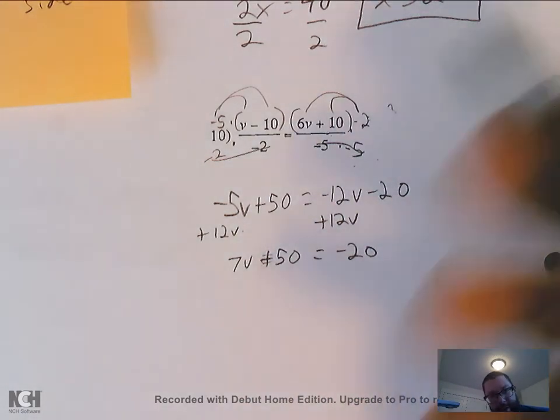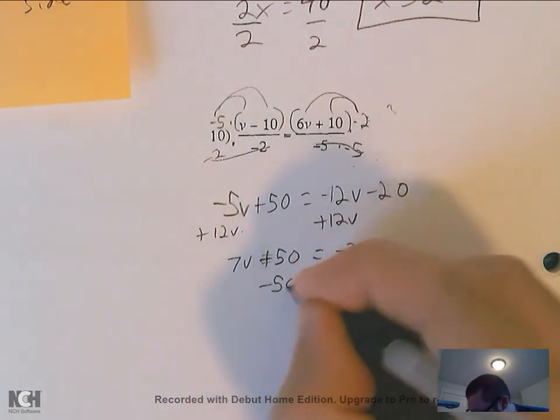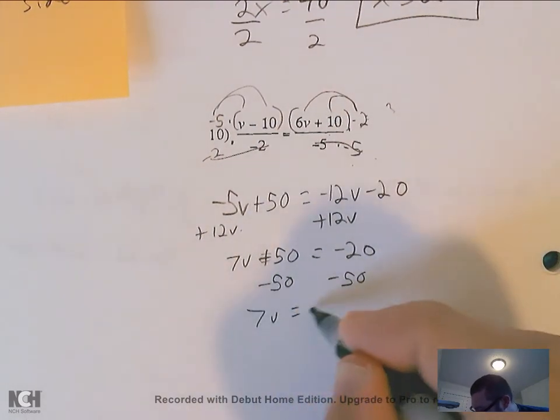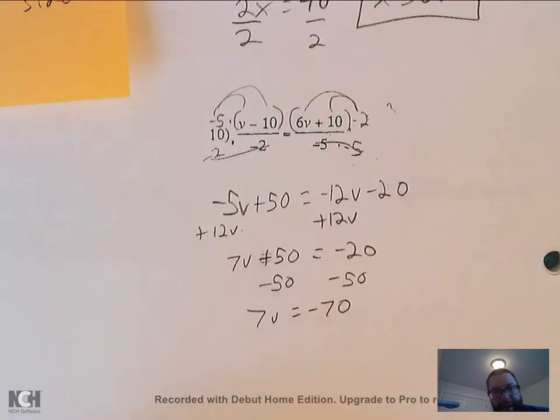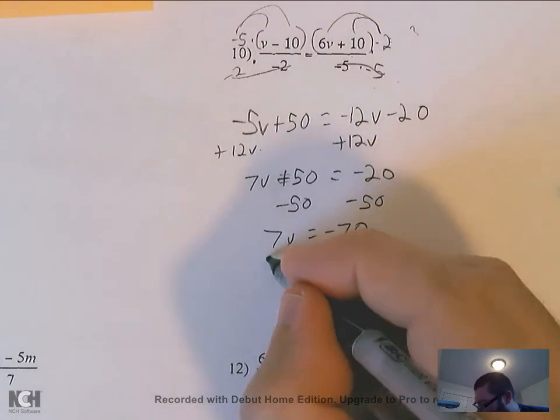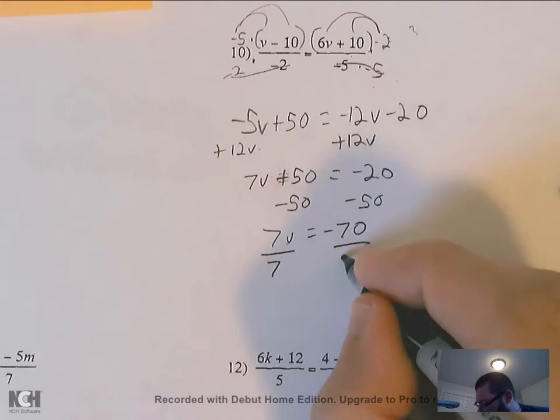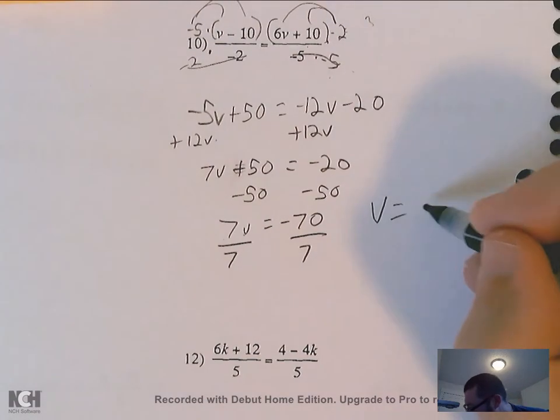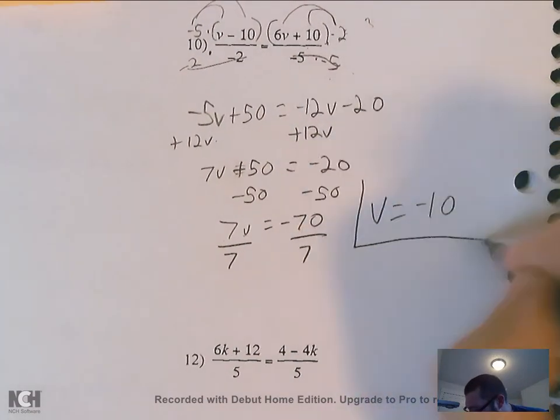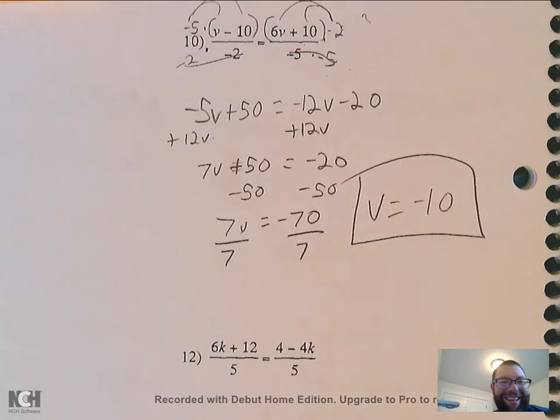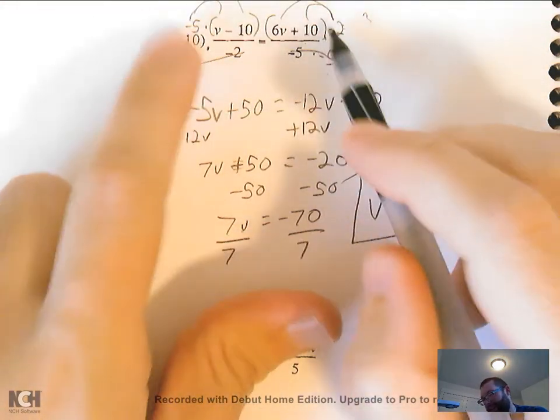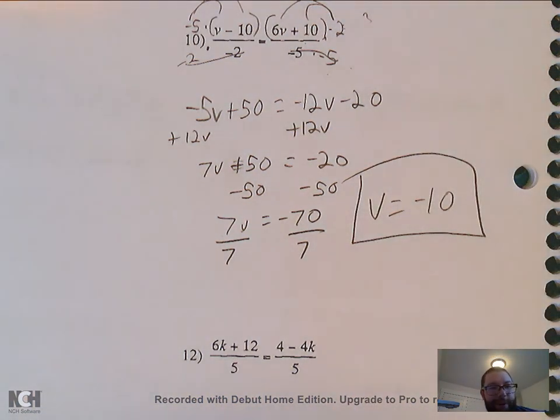Then, two-step equation, I would minus the 50, since it's adding. That gives me 7v is equal to negative 70. And then, to separate the 7 from the v, I would divide since they're multiplying. So divide by 7, and v is equal to negative 10. And there's your answer. Okay. It's not as hard as it looks, right? Again, cross multiply and you're done, and distribute, and you've got your multi-step equation.